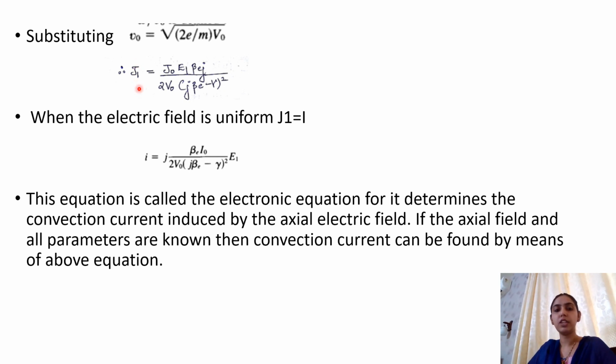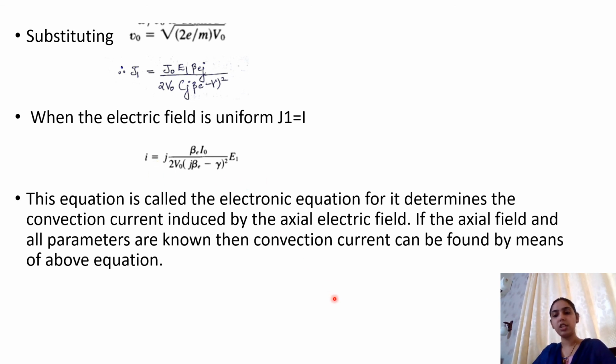So instead of J1 I am replacing it with the AC current I, and instead of the DC current density J0 I am representing it with the DC current capital I0. So this equation is called the electronic equation, for it determines the convection current induced by the axial electric field. So if the axial electric field E1 and all the parameters are known, then the convection current I can be found by means of this particular equation.